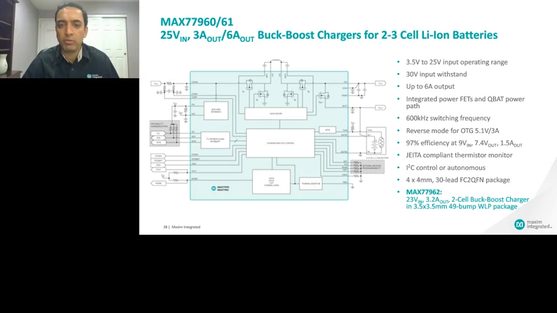And then we also have a smaller version of this IC, that's the MAX 77962, which is a 3.2 amp charger, which supports 2 cell batteries and is offered in a WLP package.